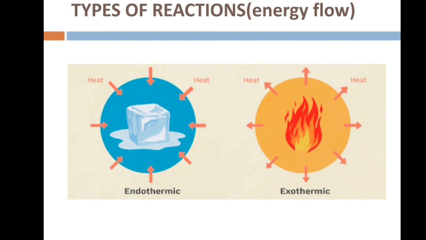Now there are also different types of reactions in terms of energy flow. There are two reactions: the endothermic reaction and the exothermic reaction. In an endothermic reaction, energy is supplied, but in an exothermic reaction, energy is evolved. For endothermic, you can take the example of photosynthesis, where sunlight, the energy, is supplied in the reaction. But exothermic means energy is evolved. We can take the example of respiration, in which energy is evolved.